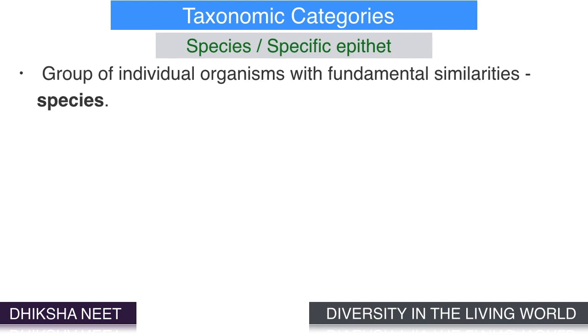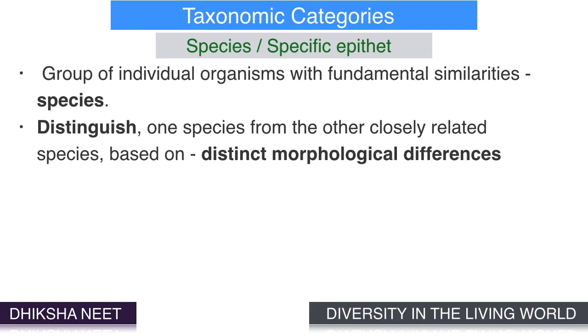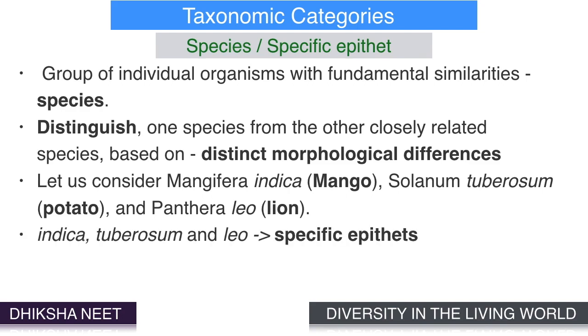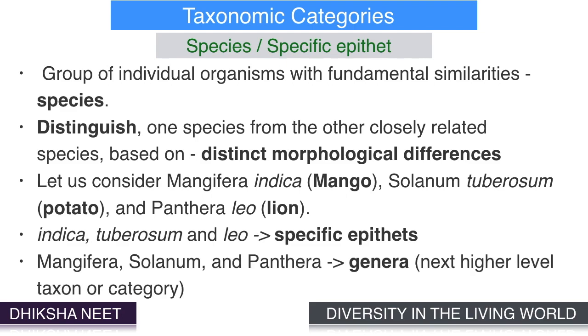Taxonomic category species. Taxonomic studies consider a group of individual organisms with fundamental similarities as a species. One should be able to distinguish one species from the other closely related species based on the distinct morphological differences. Let us consider Mangifera indica, Solanum tuberosum, potato, and Panthera leo, lion. All the 3 names, indica, tuberosum and leo, represent the specific epithets, while the first words Mangifera, Solanum, and Panthera are genera, and represents another higher level of taxon, or category.